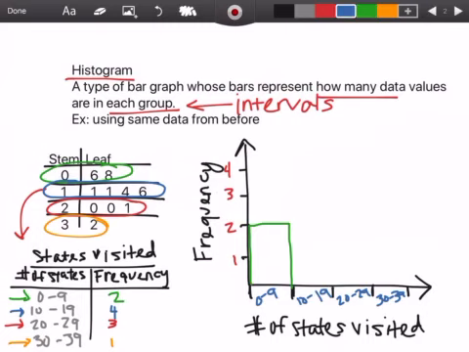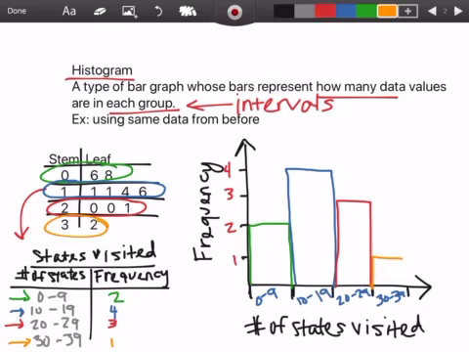All right, the next one is 10 to 19. That goes up to 4. Okay, see the bars touch. They take up the whole space. From 20 to 29, we have 3. And from 30 to 39, we have 1. All right, so as you can tell, all the bars tell you is how many data values are in that group. So if I wanted to know how many data values are in the group from 10 to 19, I would look right here at this bar. It is 4, so there are 4 data values in that interval.